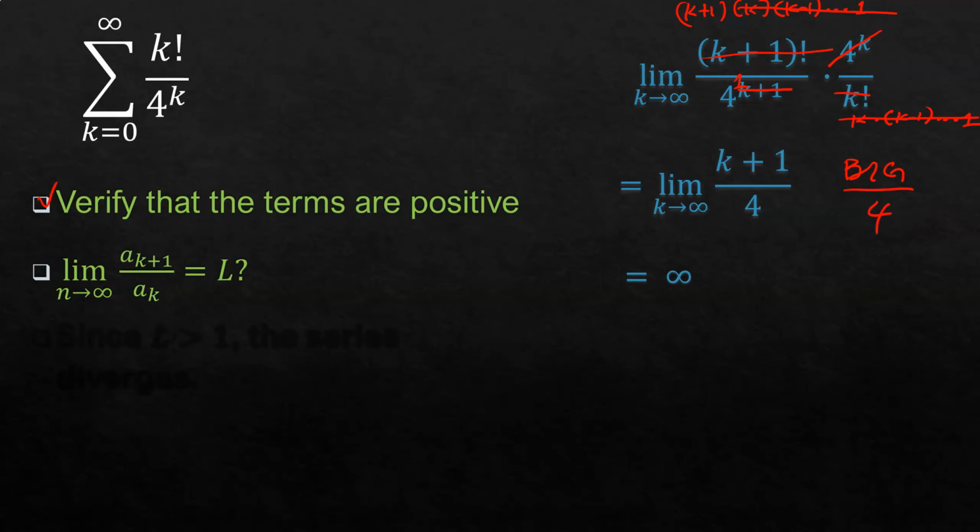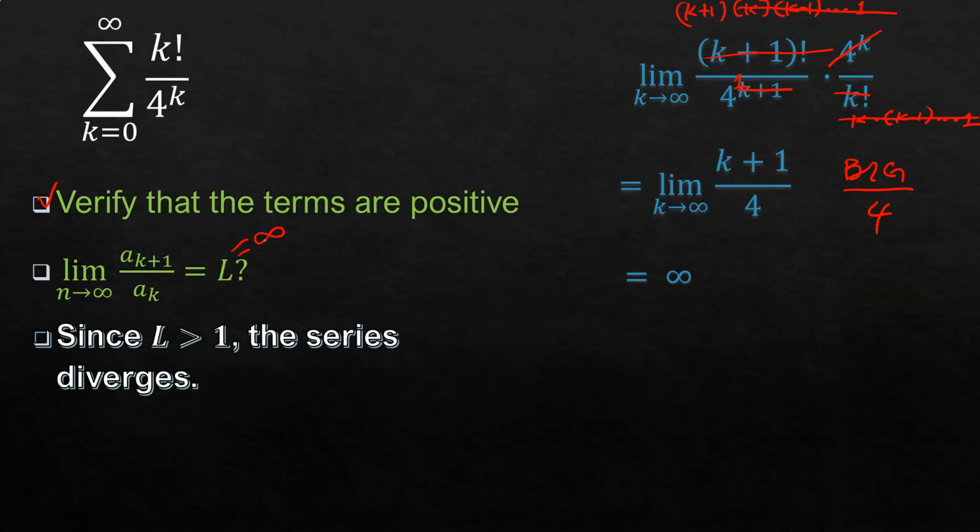So what does that mean in terms of our ratio test? This L is big. So since L is a number larger than 1, right? A big number is larger than 1. The series diverges. All right, one more.